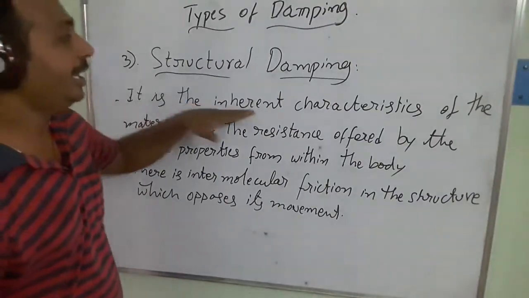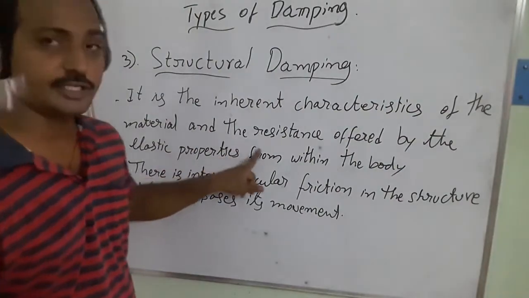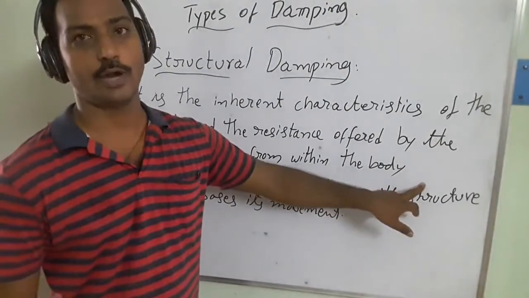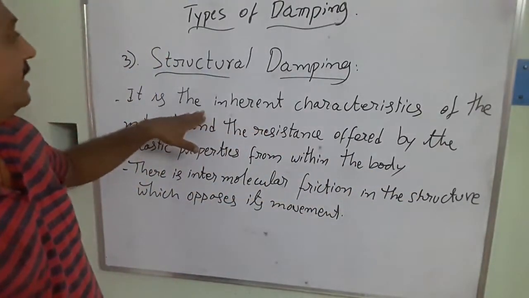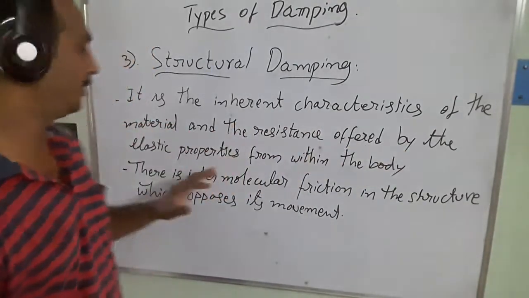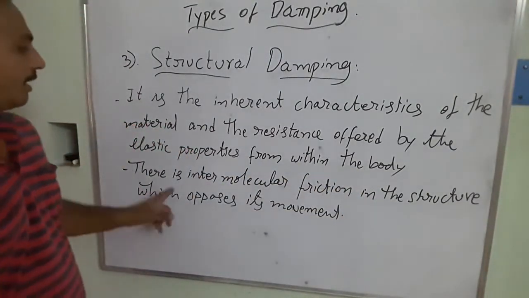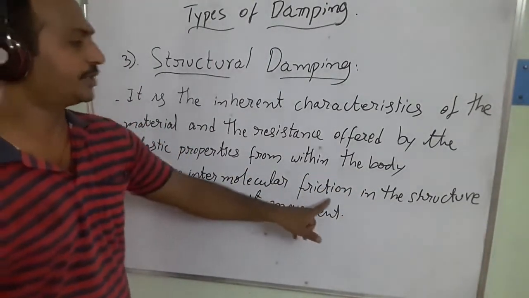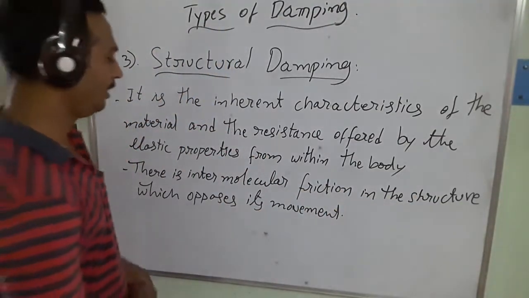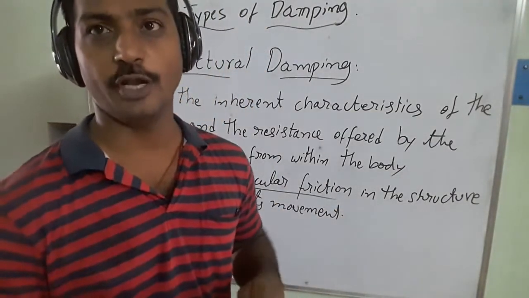It is the inherent characteristic of the material and the resistance offered by the elastic properties from within the body. So what he is saying is that structural damping is the inherent property of the system, and the resistance offered by the elastic properties within the body. So there is intermolecular friction in the structure which opposes its movement. Intermolecular friction is the main cause, and energy dissipation takes place.